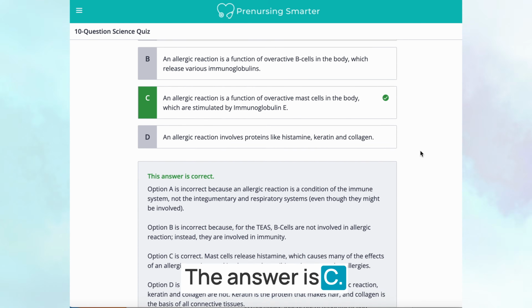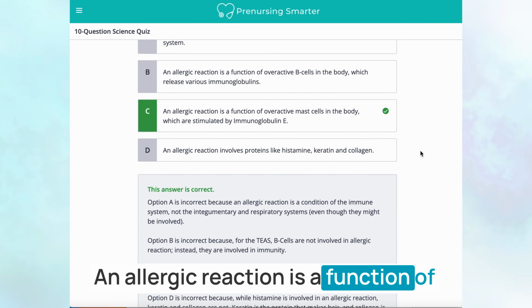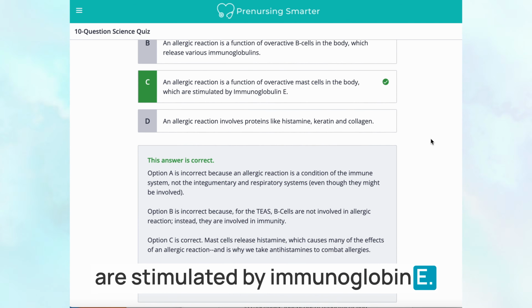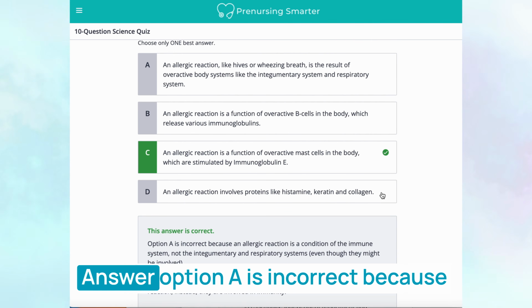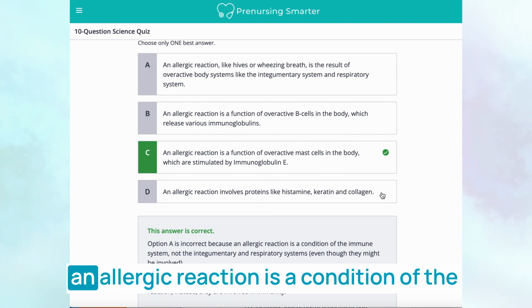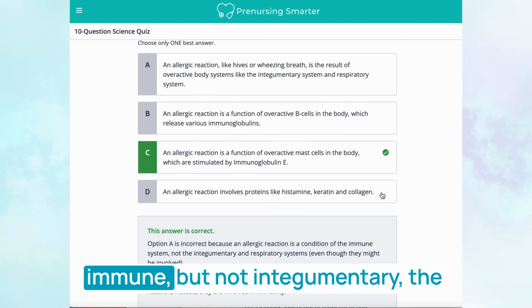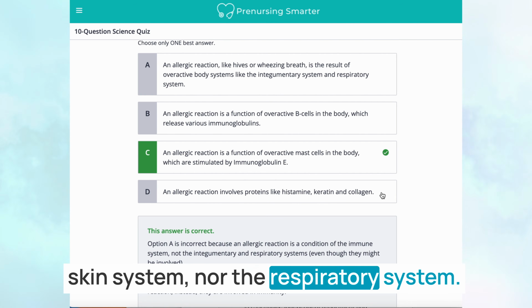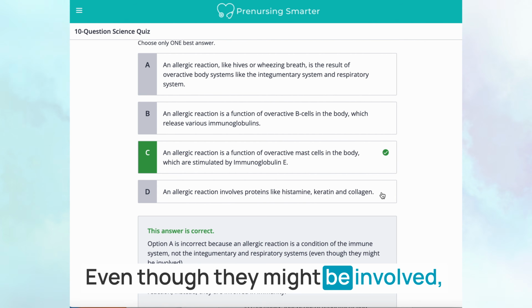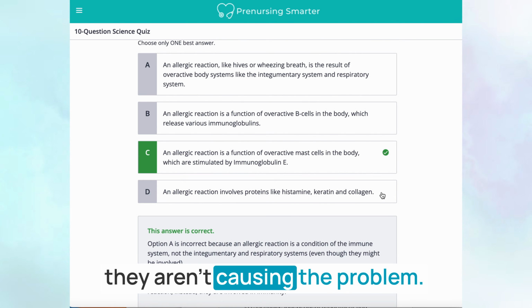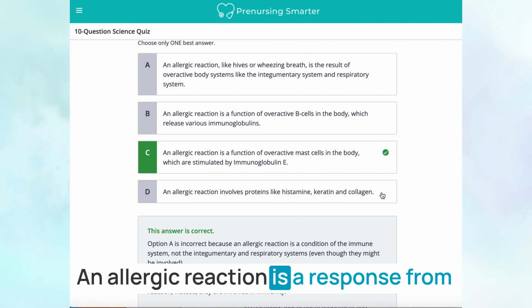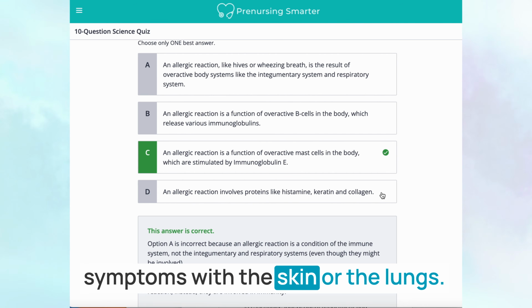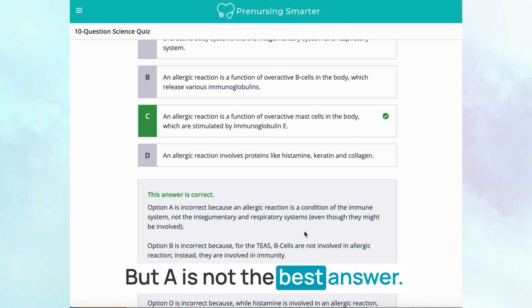The answer is C. An allergic reaction is a function of overactive mast cells in the body, which are stimulated by immunoglobulin E. Okay, so let's go through these answer options here. Answer option A is incorrect because an allergic reaction is a condition of the immune system, but not the integumentary system, the skin system, nor the respiratory system. Even though they might be involved, they aren't causing the problem. An allergic reaction is a response from the immune system, and it can cause symptoms with the skin or the lungs, but A is not the best answer.